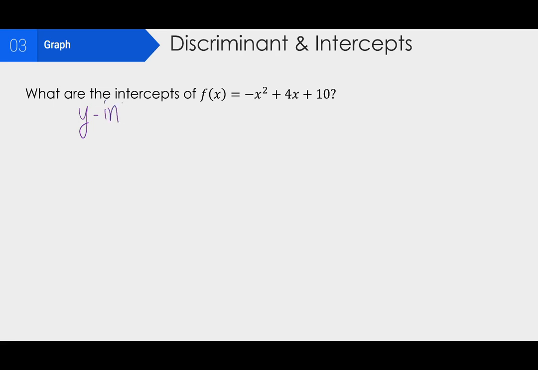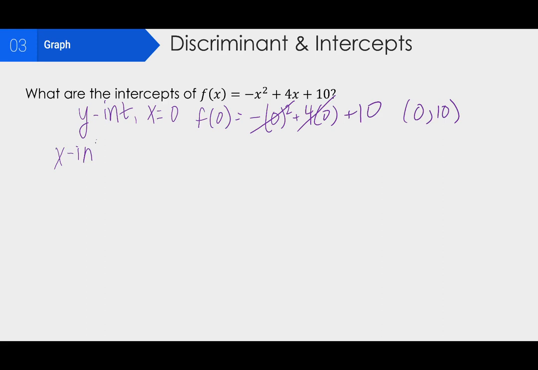Y-intercept. That means that x equals 0. So I plug in 0 for x. Negative 0 squared, plus 4 times 0 plus 10. Alright, lovely. I love plugging in 0. That's just 10. So my y-intercept is going to be 0, 10.